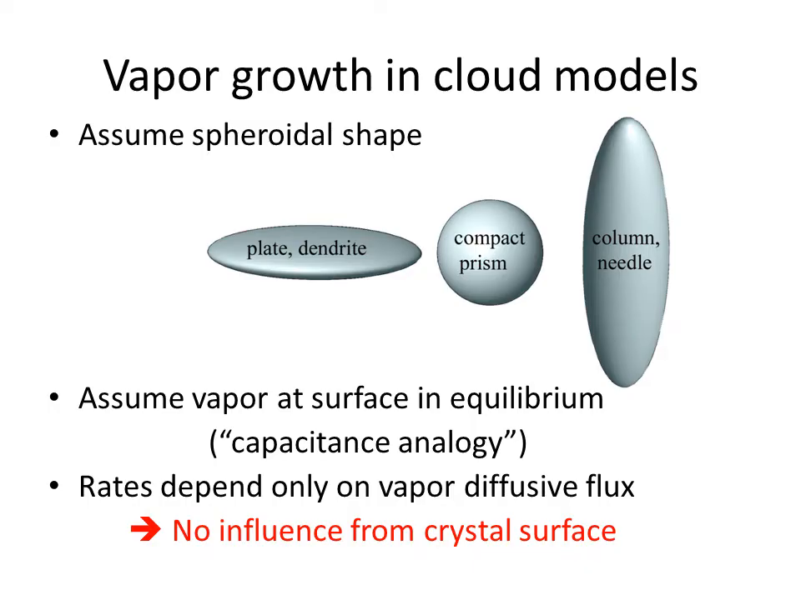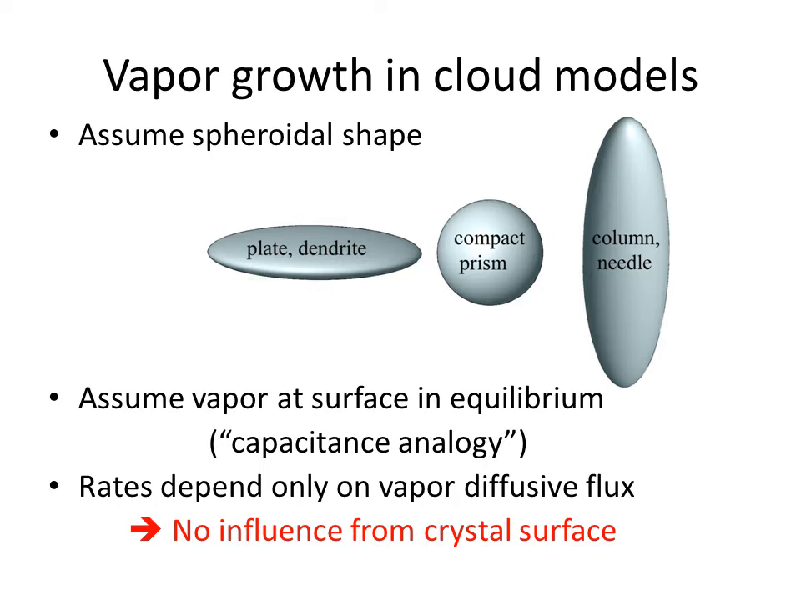Part 2, the crystal order. We start with the cloud modeling treatment of vapor deposition. Such models must simplify the crystal by assuming the crystal is a spheroid, or sometimes just a sphere. The models also use a capacitance analogy in which the vapor at the surface is assumed to be in equilibrium. That is, the total mass deposition to the crystal, the mass uptake, is simply calculated as that amount that diffuses from far away to this equilibrium region next to the crystal.